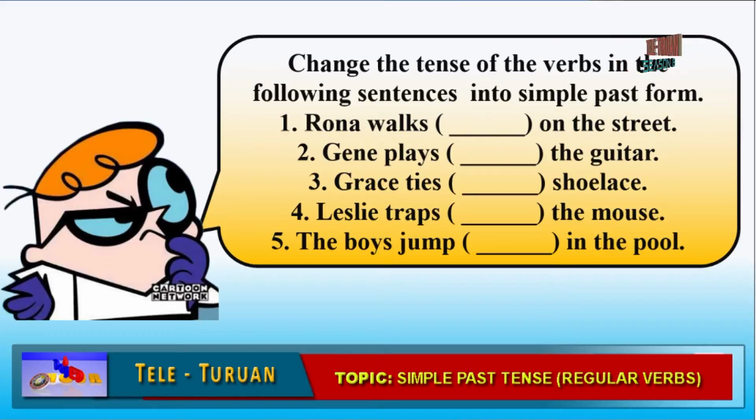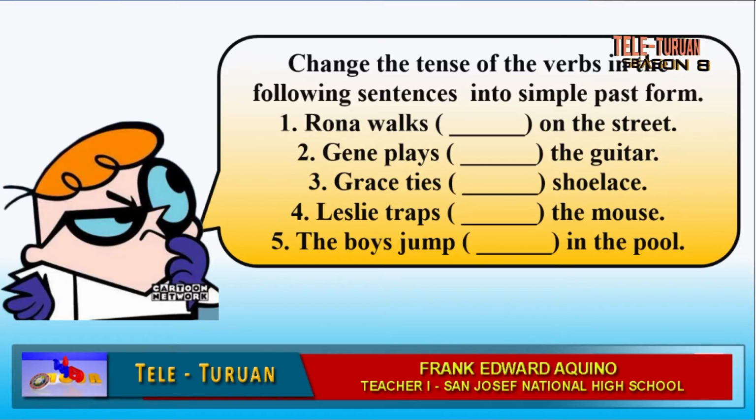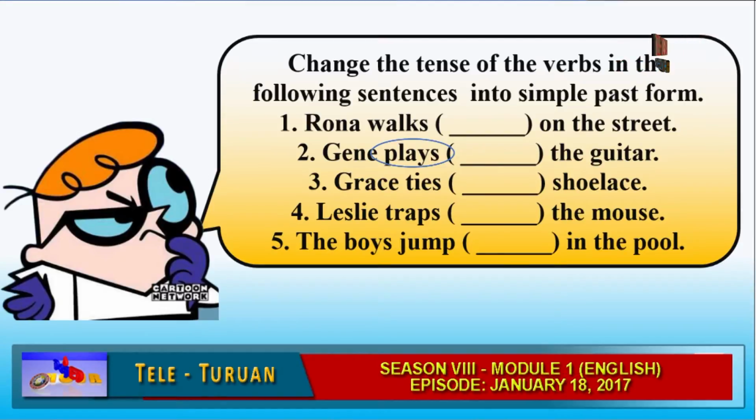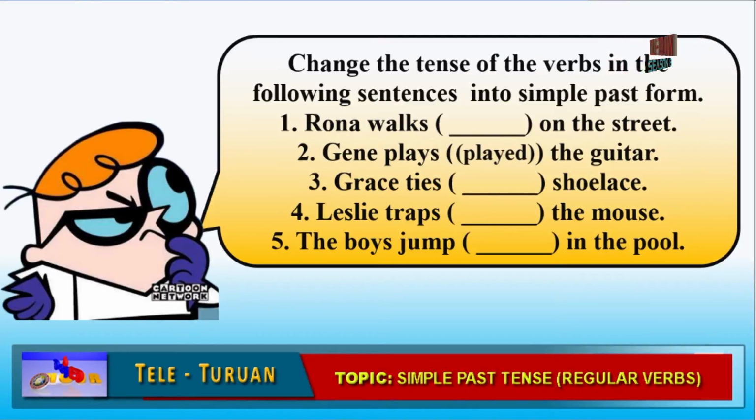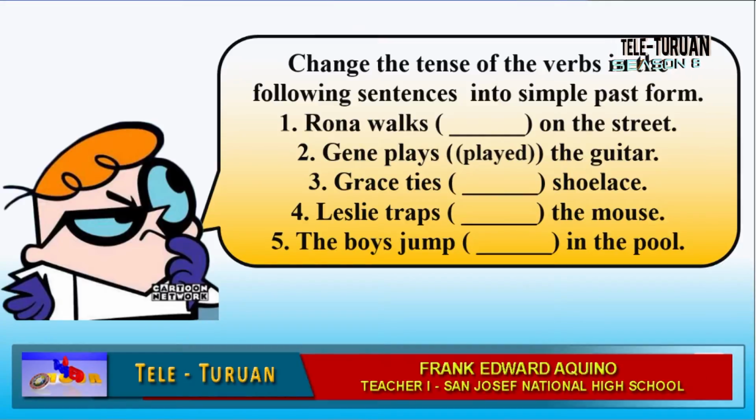Number 2, Jean plays the guitar. Where is our verb? Very good, plays. Now what is the past form of plays? Okay, that is correct, played. So therefore, our sentence would be, Jean played the guitar.